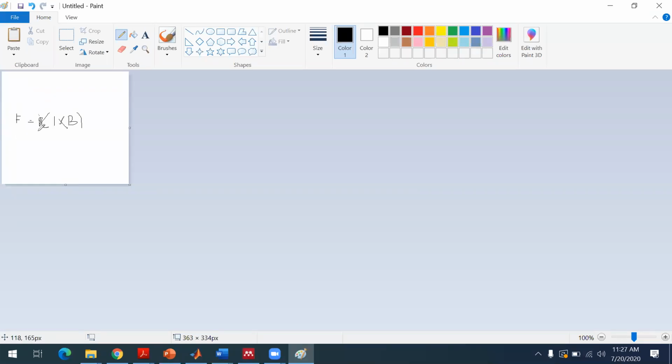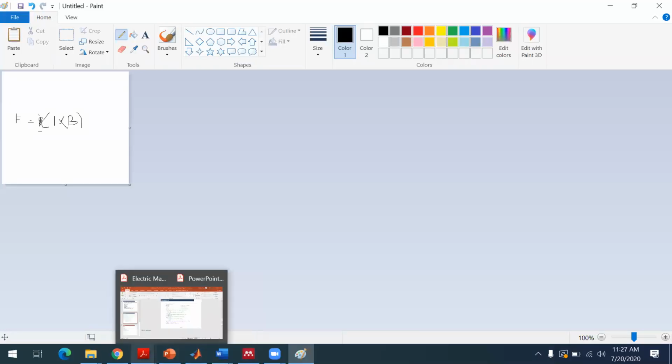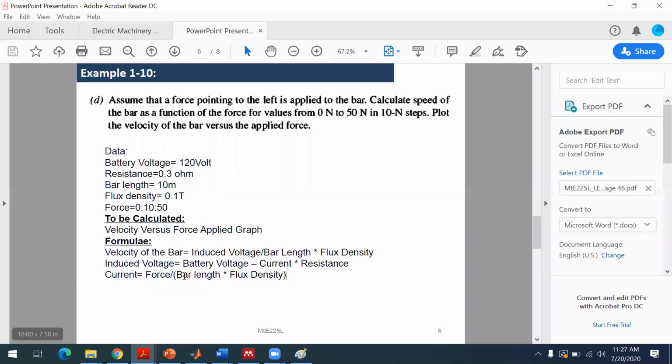If, let's suppose, I want to find current, then I'll divide over here. So the formula derived from that is nothing but force divided by bar length into flux density. This is just like a reverse process: first we'll find the current. From current, we'll find the induced voltage. And from the induced voltage, we'll have the velocity of the bar. Once we have the velocity of the bar and the force, we just have to plot them against each other.